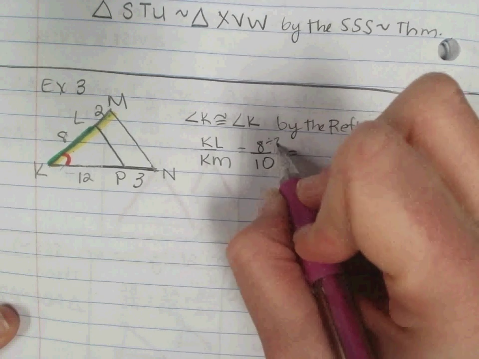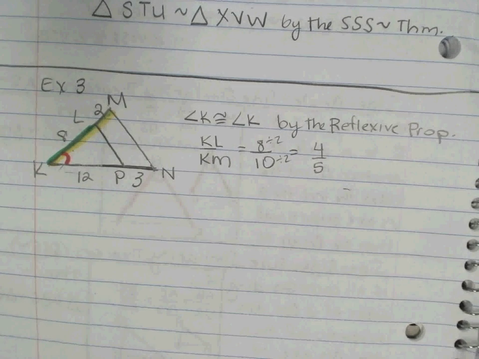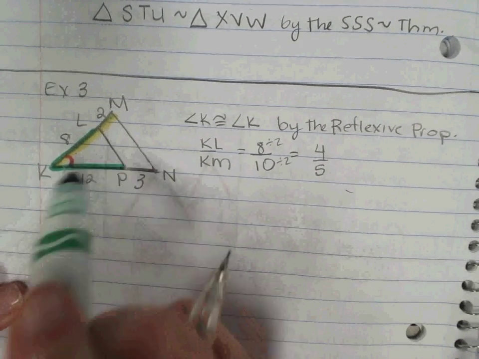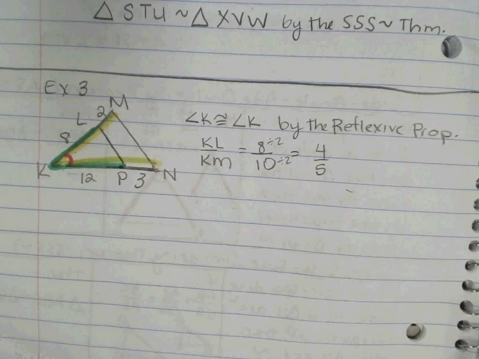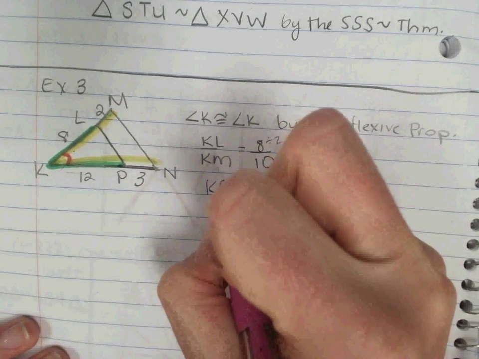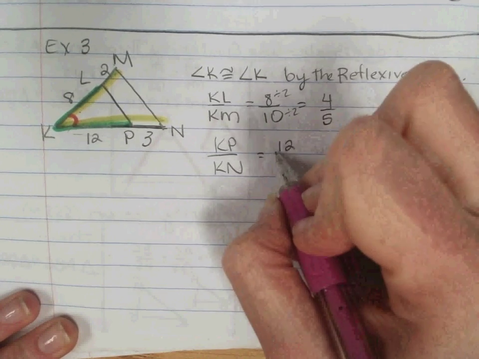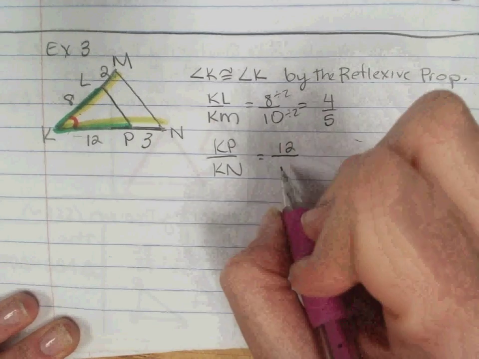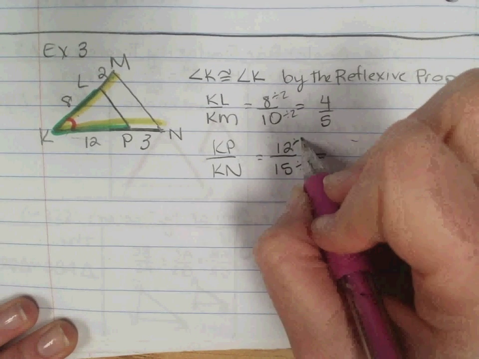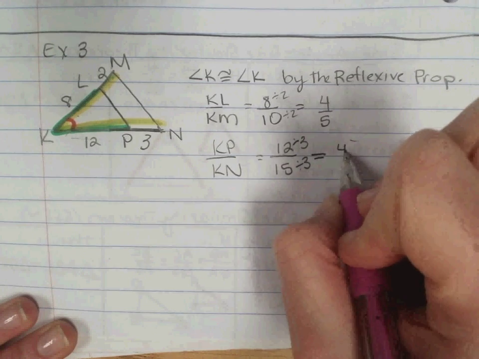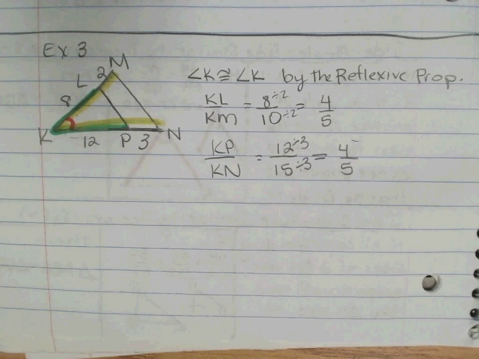And that's going to simplify, divide by 2, divide by 2. That's going to simplify to 4/5. Let's compare that to the other side here, where we have KP compared to the whole thing KN. So we're going to compare KP to KN. So that's going to be 12 compared to, again we have to add, 12 plus 3 is 15. We could divide both of these by 3. 12 divided by 3 is 4. 15 divided by 3 is 5. And we see that those are equal.